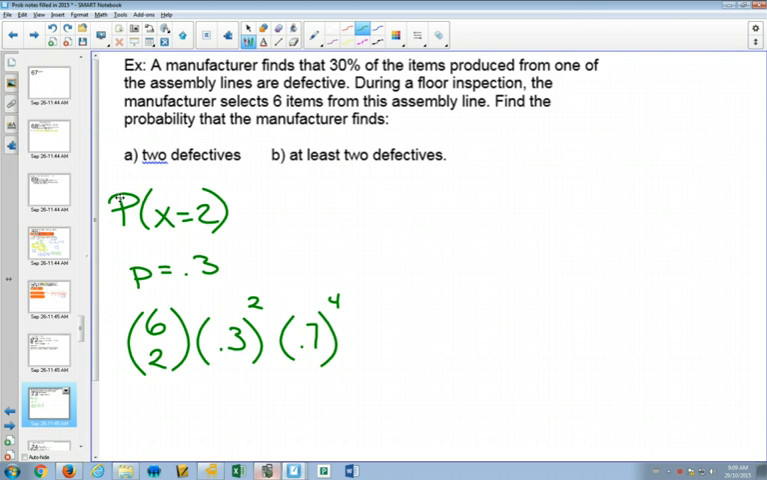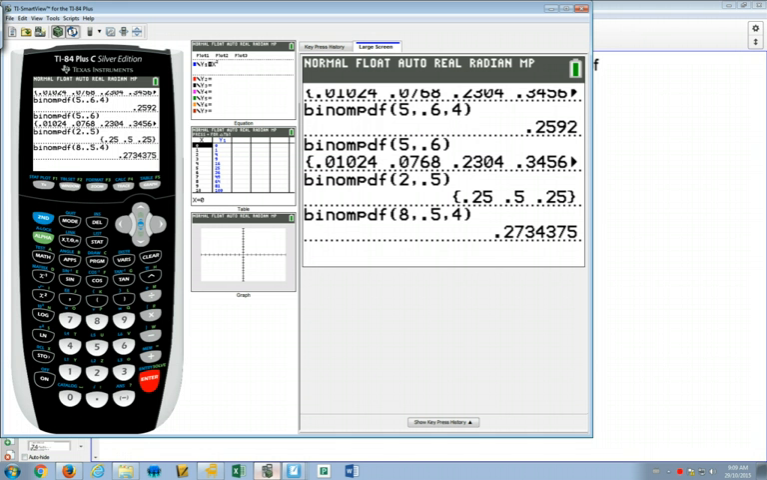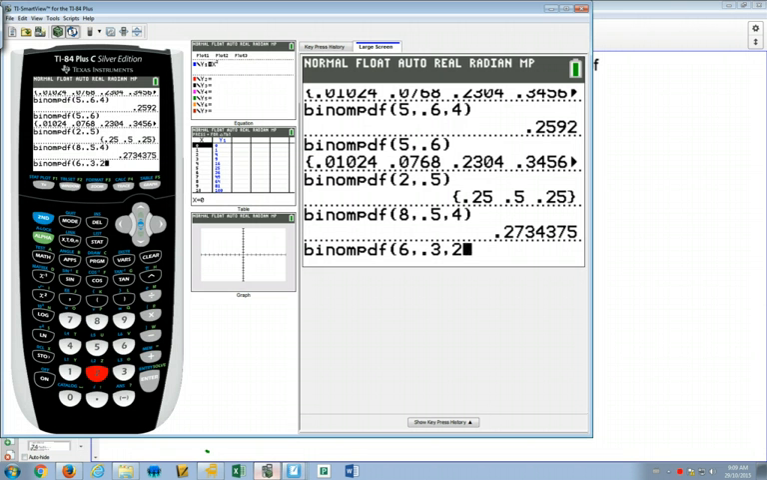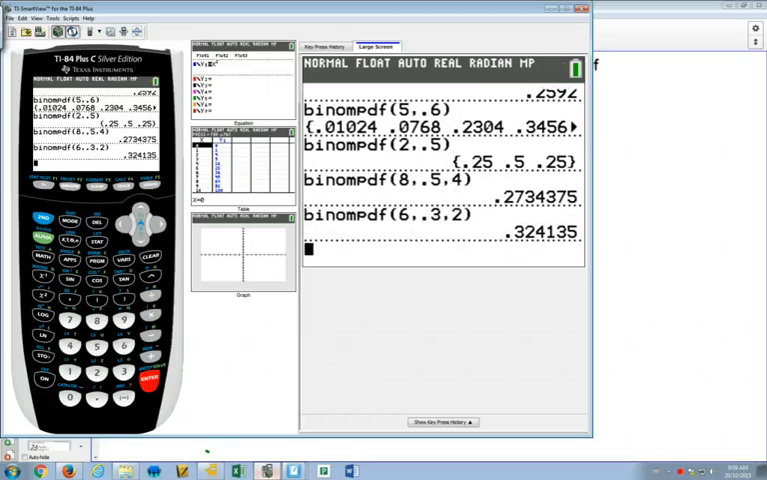Someone type this into their calculator, someone else go to the formula. We have 6 trials. 0.3 are defective. What is the probability of getting 2 of them defective? And barring any crazy mistakes, did you get 32% with both methods? 32.4?